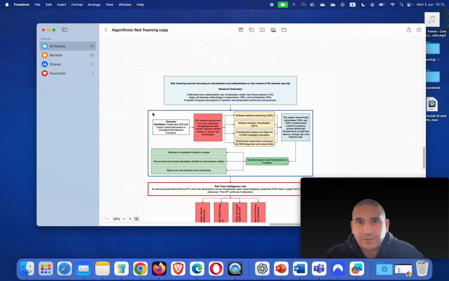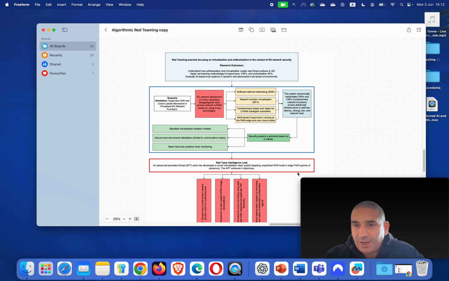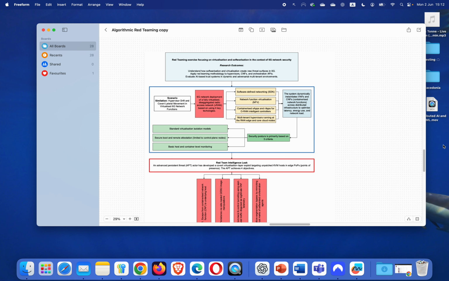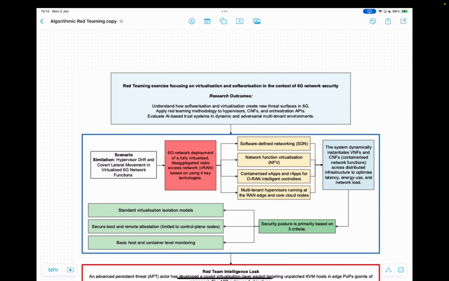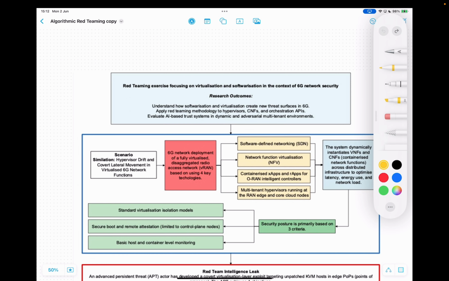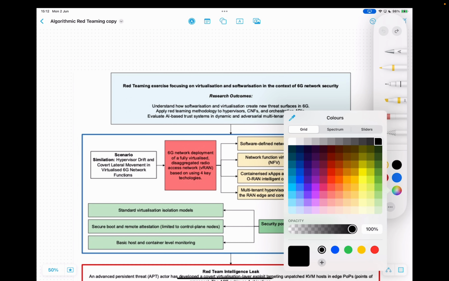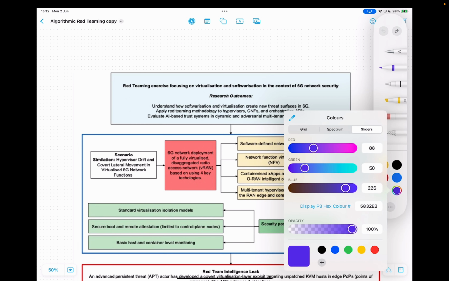So now I'm going to shift to the iPad. Let me close this. And I'm just screen sharing my iPad screen. Now you should be able to see the same diagram, but on the iPad. And for this one, I'm going to be using a different cover pen. So let's see what cover should I use. For this one, let's pick this one. Spectrum slides, okay.